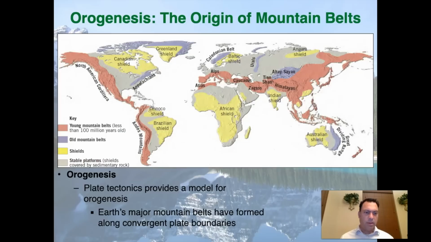And that's what a large amount of this lecture is going to be. We're going to go through several different mountain ranges and show how we know about them, what we do know about them, and their origins. So let's look at these. Young mountain belts are all marked in red.